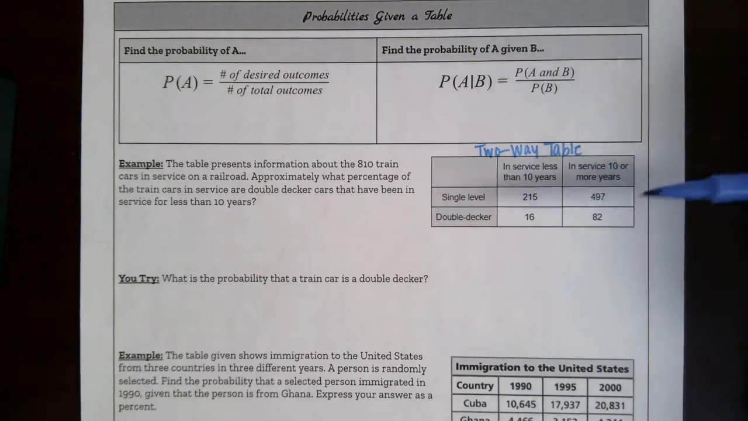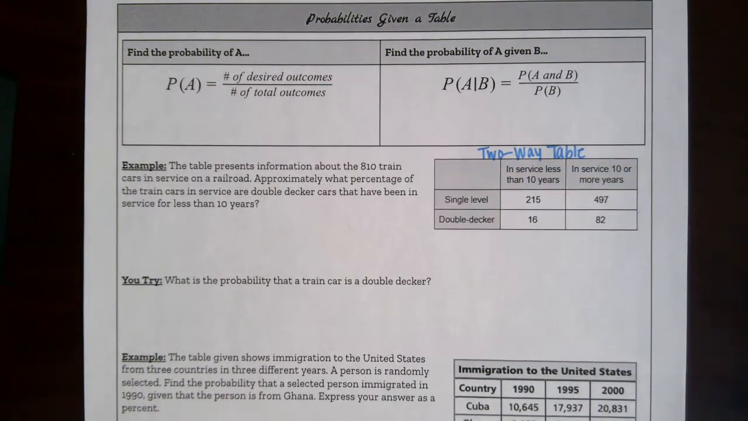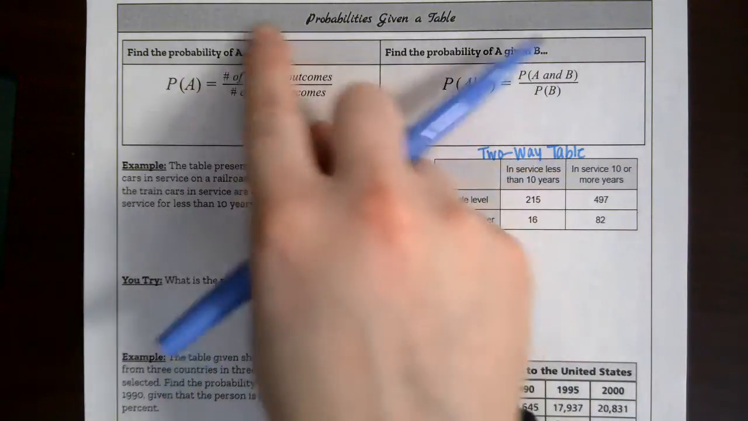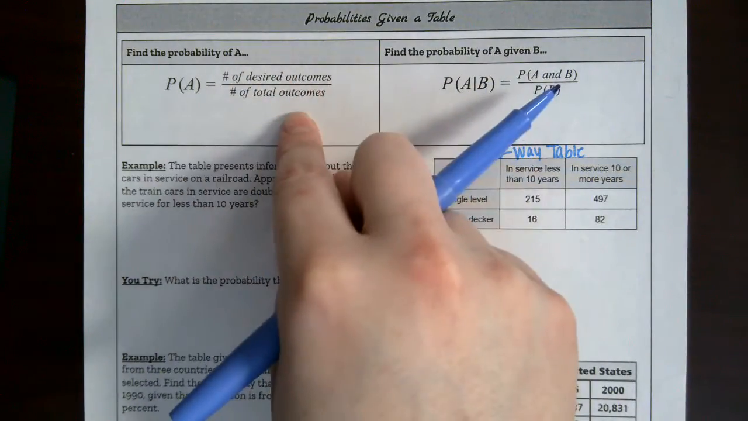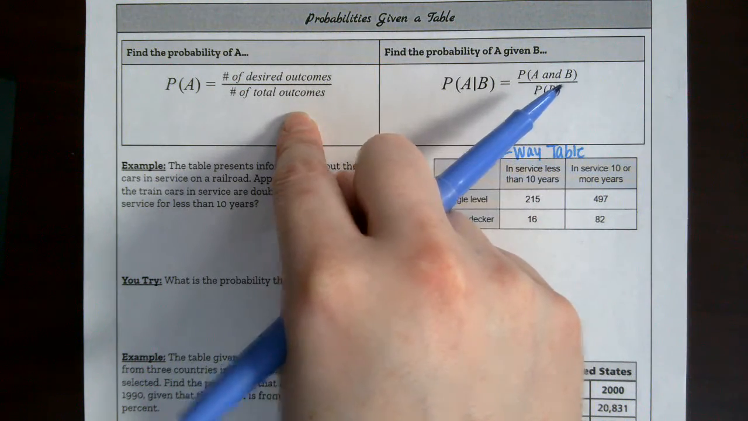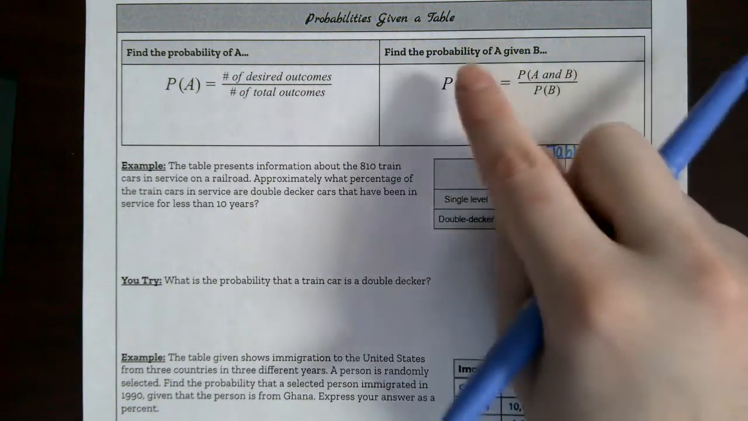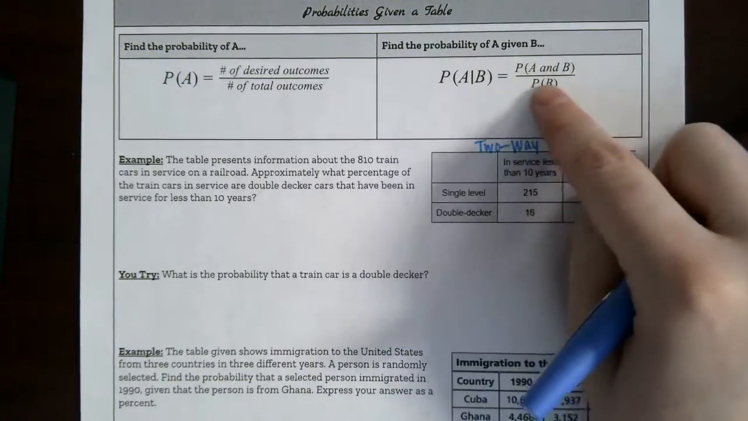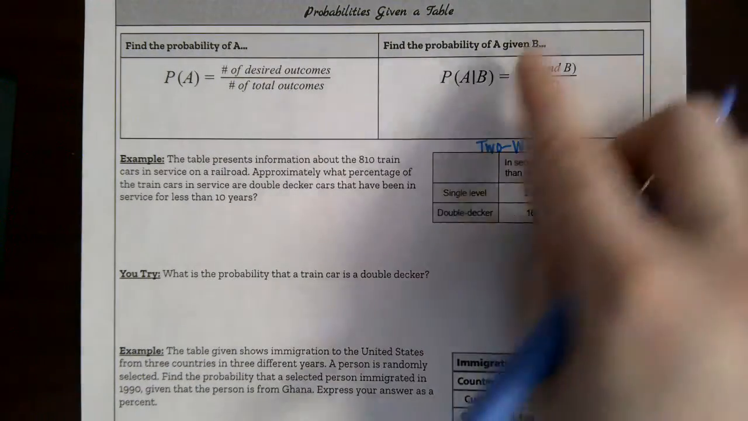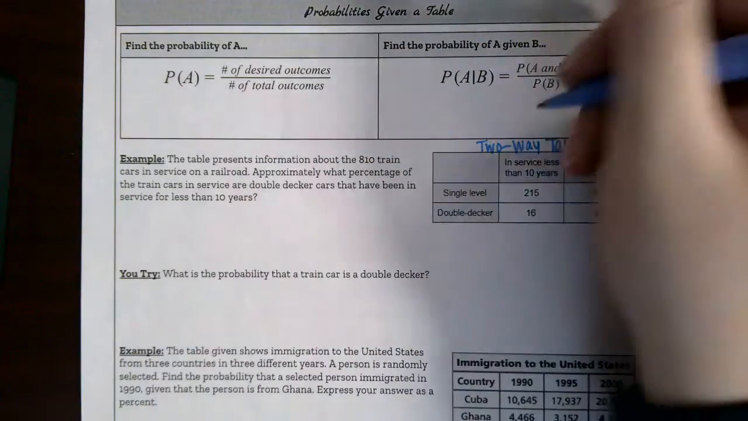So there's some information in the columns, and then there's some information in the rows. So, a two-way table. And in these tables, we can find basic probability, which is what we've been doing, the same formula, the number of desired outcomes divided by the number of total outcomes. Or we can find probability given some additional information. And this is our formula here. So I'm going to focus on this one since this one we already know.